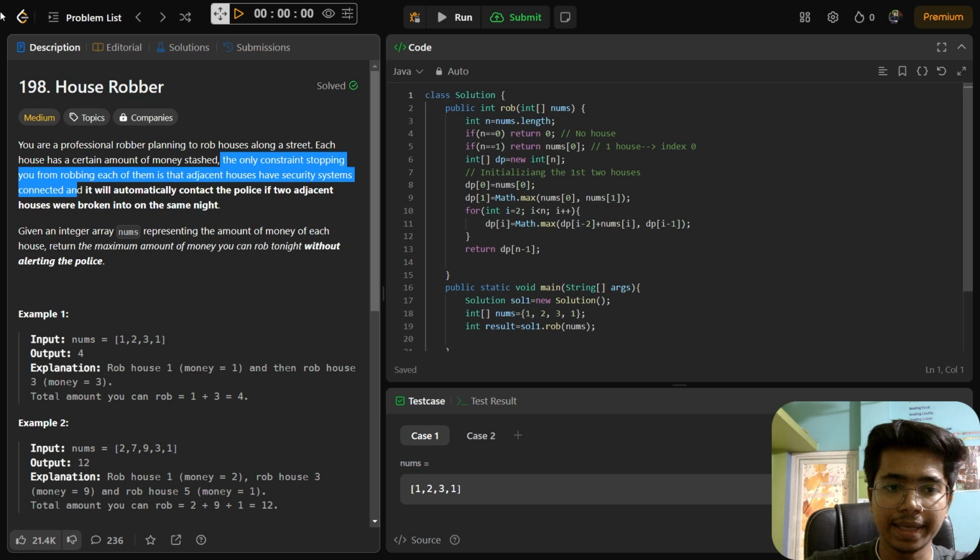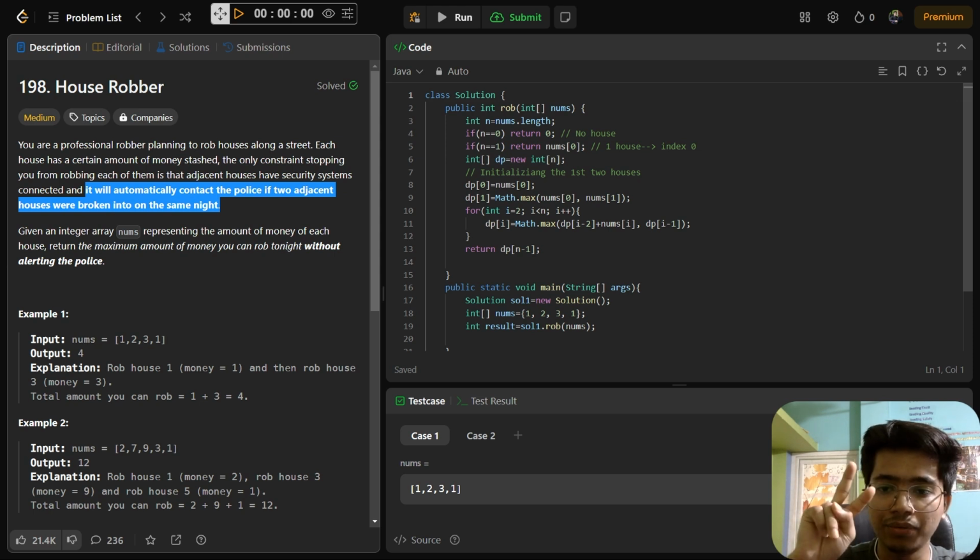So let's go to the next line. It will automatically contact the police if two houses were broken into on the same night. That means it will contact the police if we break two houses in one night. That means we can break either the first house or the second house.